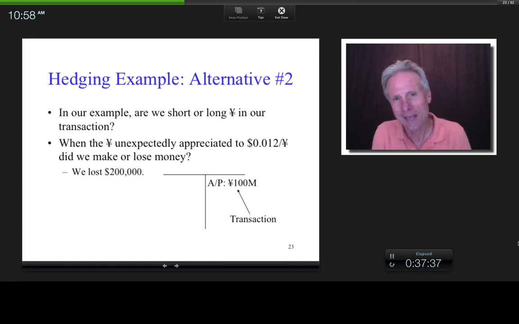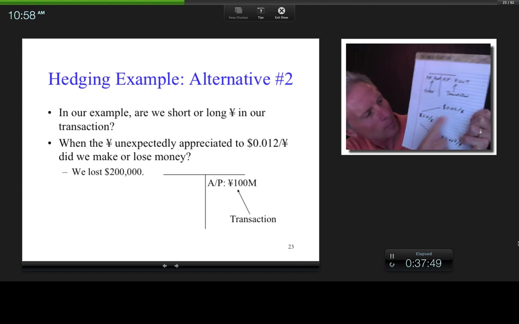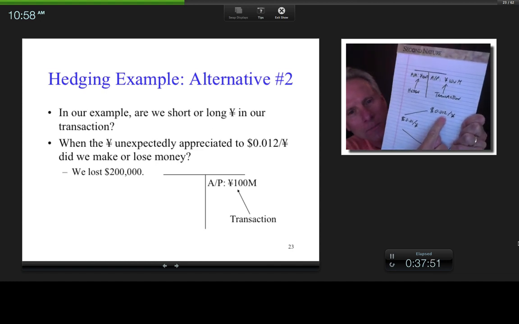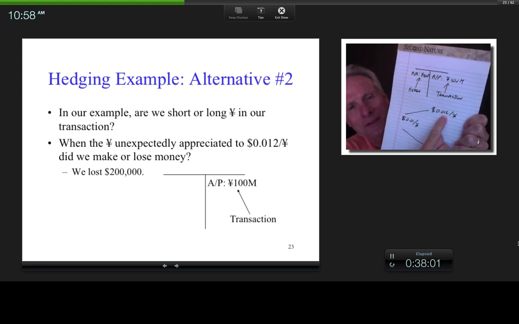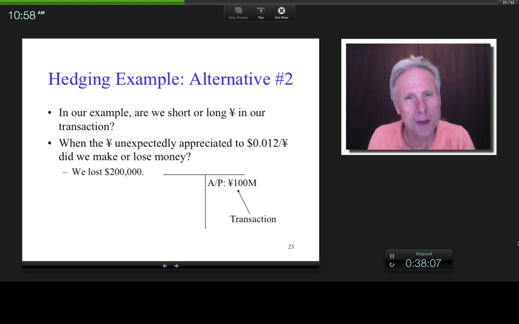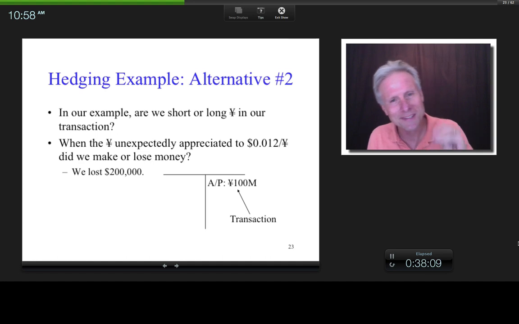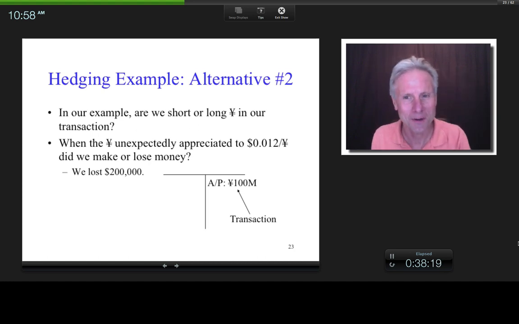Because, again, we were expected to pay how much? Okay, we were expected to pay $1 million with this expected exchange rate. But if we took the risk, we would actually pay how much? 1.2 million. And so therefore we will have paid 200,000 more than expected or less than expected? More than expected, right? And so that's consistent with what we learned about long and short. When you're short something and that something goes up in price or value, the yen unexpectedly appreciated, did we make or lose money? We lost money, right?